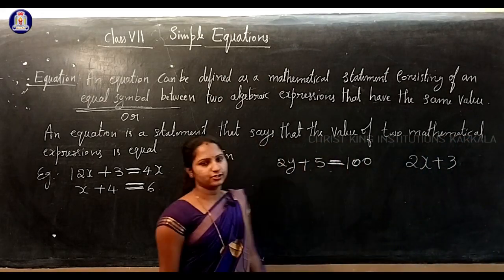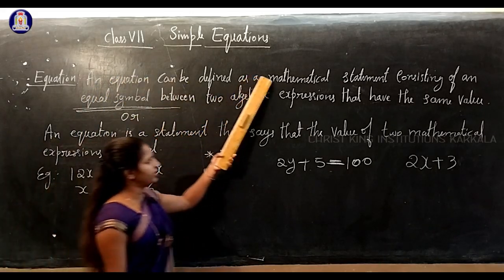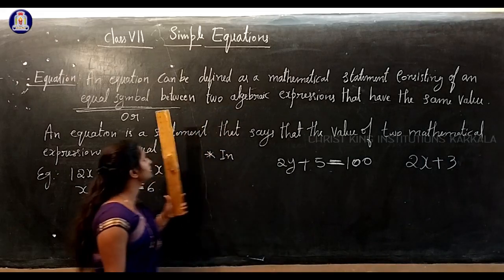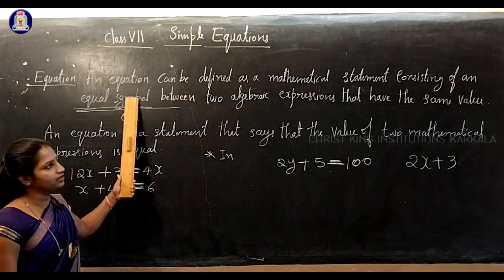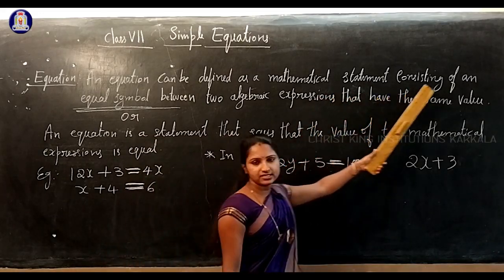So understood? What is the definition? It's very important. An equation can be defined as a mathematical statement consisting of an equal symbol between two algebraic expressions that have the same values.